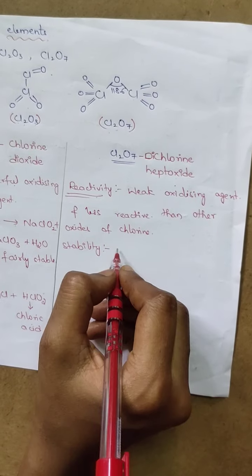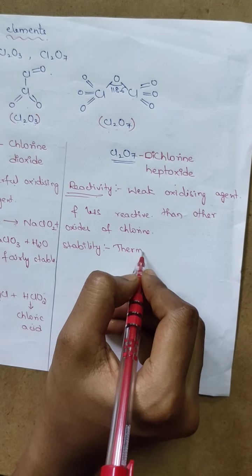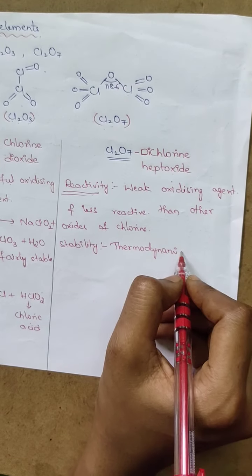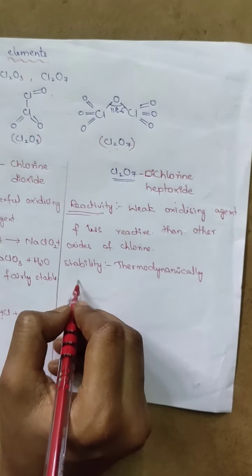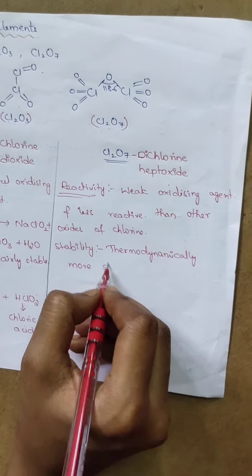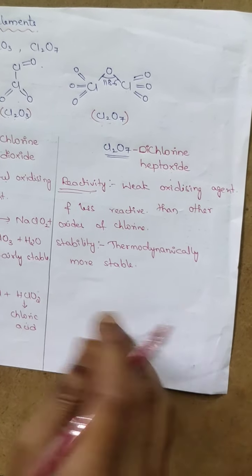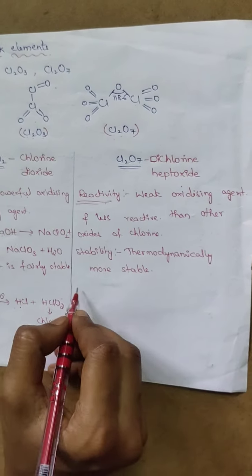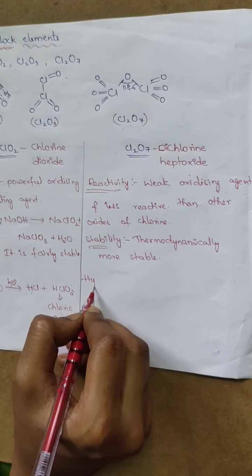Next one is the stability. This is thermodynamically more stable. Dichlorine heptoxide is thermodynamically more stable. Next one is the hydrolysis.